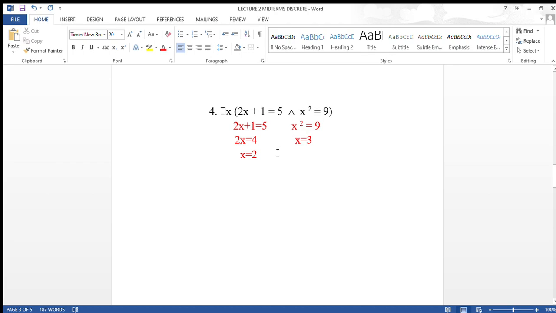Therefore, that clearly tells us that there is no value of x that will satisfy both propositions at the same time. And since this is a connective and this is a conjunction, and both propositions must be true so that the entire proposition will be true, therefore, since we cannot find a value of x that will make each proposition true, then this entire proposition must have a truth value of false. Okay.